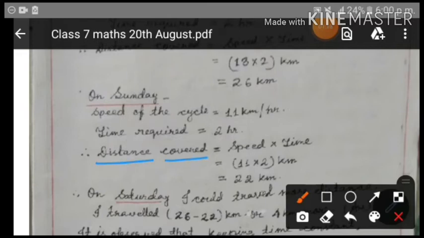Distance covered equals speed into time. So here the speed is 11 km per hour and time is 2 hours. So 11 into 2, that is 22 km. So this is the distance covered on Sunday and this was the distance covered on Saturday. Now you need to compare the distances covered on both the days.